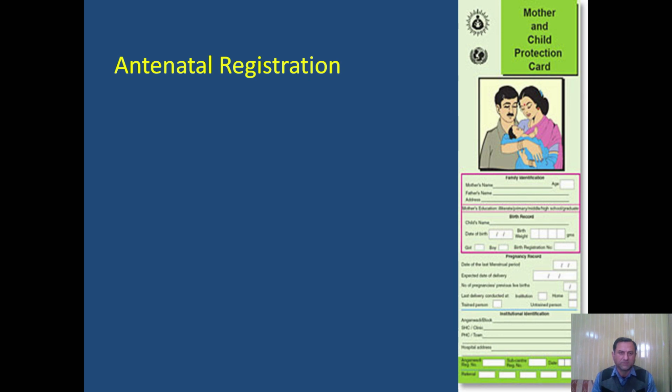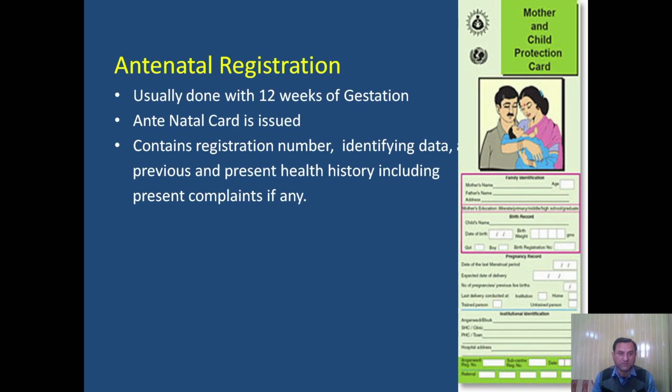Now, coming back to the registration, why is it important to have registration? Because once she approaches or contacts the health facility after suspecting pregnancy, she will be registered. Usually this should be done within 12 weeks of gestation, as soon as possible. She will be issued an MCP card, what's called an antenatal card, a mother and child card, which will contain the registry number, the ID number she has, which is nationally unique. Then she'll need to give her identifying data, previous and present health history, including present complaints, if any.